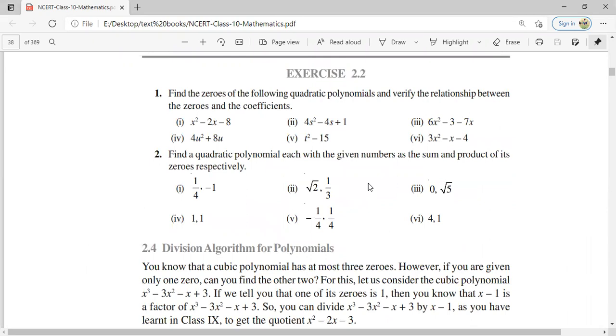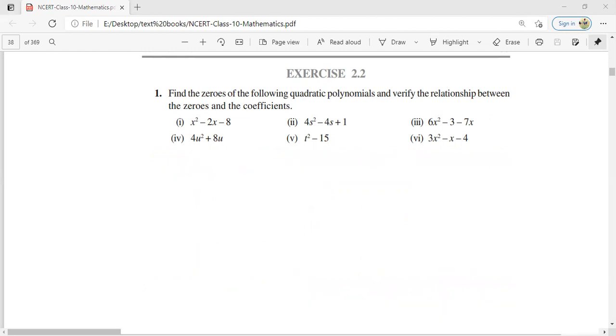Before that, we are starting exercise 2.2. In 2.2, you can see there, find the zeros of the quadratic polynomial and verify the relation. We have already done that type of question. So we are taking some questions from this also. I think if you see all these questions, you will find the difference. Here you have question number 1, you have a quadratic equation.